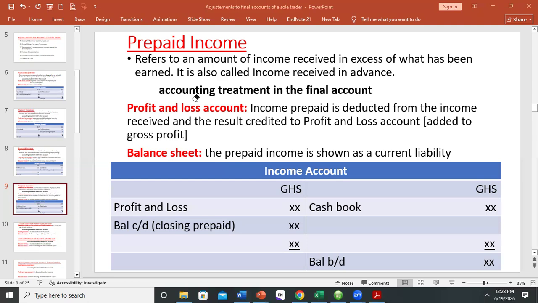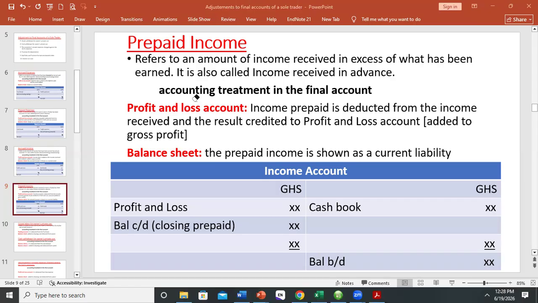You can't keep the money as an asset. Until that period has expired, you can't say it's your asset because you haven't earned it. So DSTV would only acknowledge that part of the money for which they have provided the service. If the person paid for 12 months, at the end of January DSTV can say, we have earned the January subscription, but they cannot add that of February, March till December.